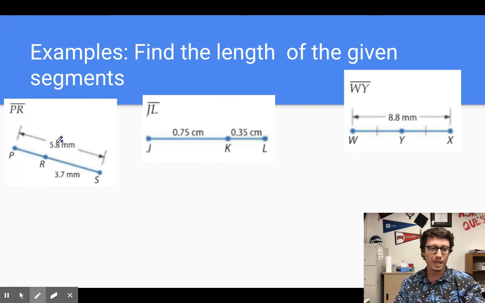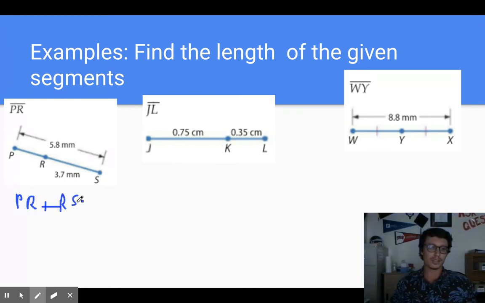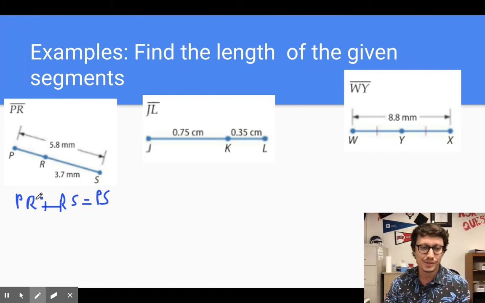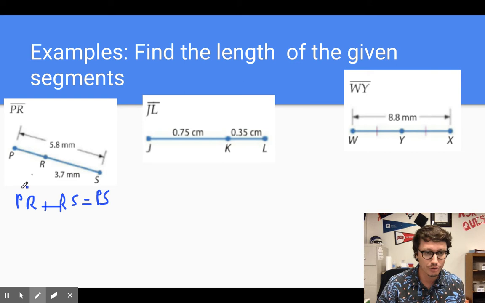If the whole segment is 5.8 and part of the segment is 3.7, use your segment addition. We know that PR plus RS is going to equal the entire length of PS. And even though we're not creating a proof chart, we know that this is segment addition right here because we are adding two small segments to equal a large segment. Now we can substitute. We're looking for PR, so we don't know what it is. We can just leave it as a variable such as X, right? RS, we actually know the answer to, 3.7. And we know that PS, the entire length, is 5.8.